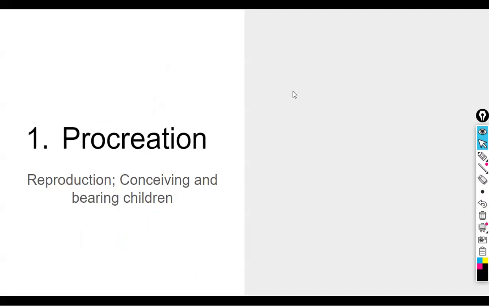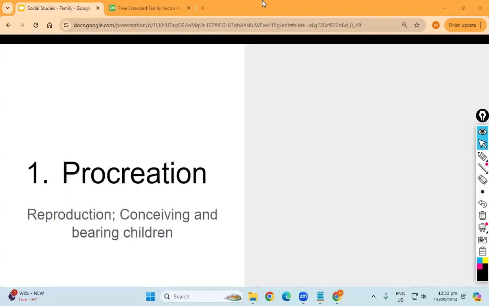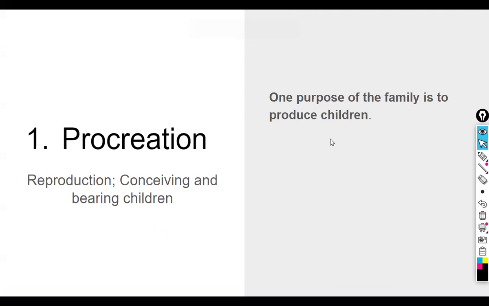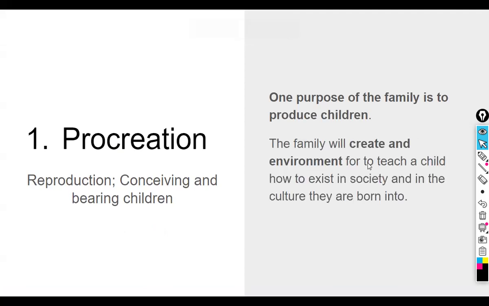I remember that any type of family structure is available. It doesn't have to be nuclear, right? So the act of conceiving and bearing, and I should put in here raising children. Well, I have that as a separate one, so let me leave it. Okay, so one purpose of the family is to produce children. The family is supposed to create an environment to teach a child how to exist in society and any culture that they are born into, right? So one purpose of the family, procreation, in this way.